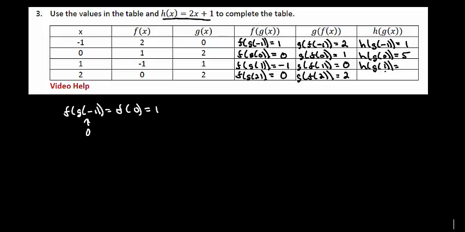h of g of 1, we take 1, plug it into g and get 1 out. Then we take that output, 1, and plug it into h and we get 3 out. And lastly, h of g of 2, 2 plugged into g is 2, that output plugged into h is 5. And that's it.